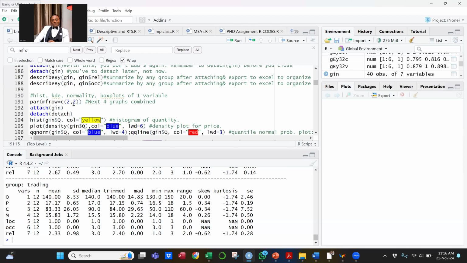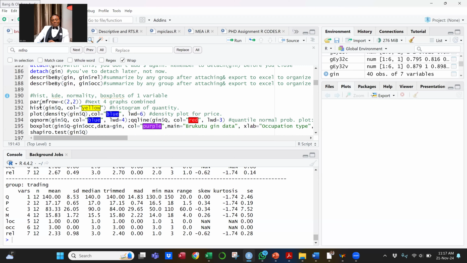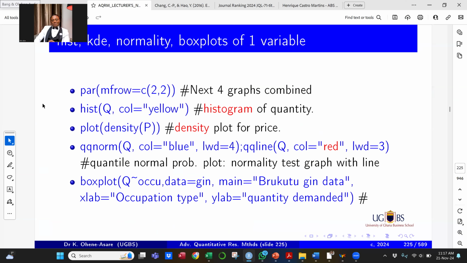But if you do 2, 2, you have left to right again, and that is how this command will look. So I'm going to do that. I'm removing the attachment, and I'm going to run this command to indicate I put the graph. And guys, you can see this whole thing in your slides here. So I'm going to run all of these graphs for them.